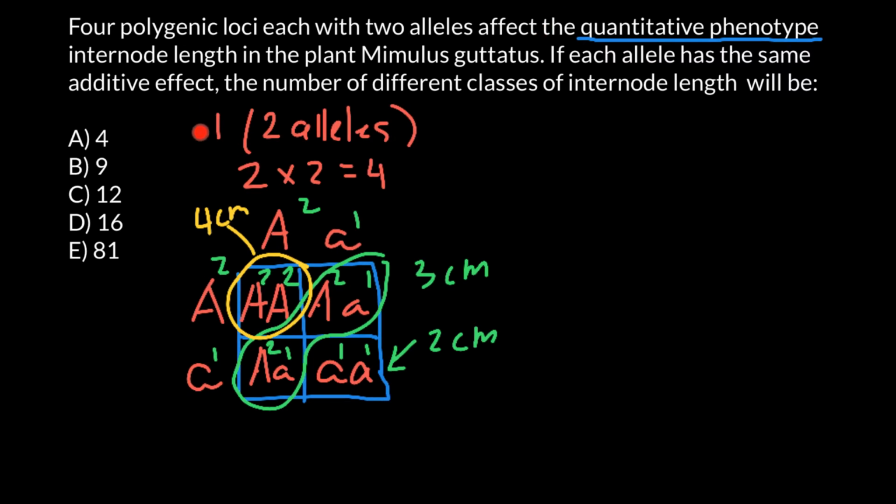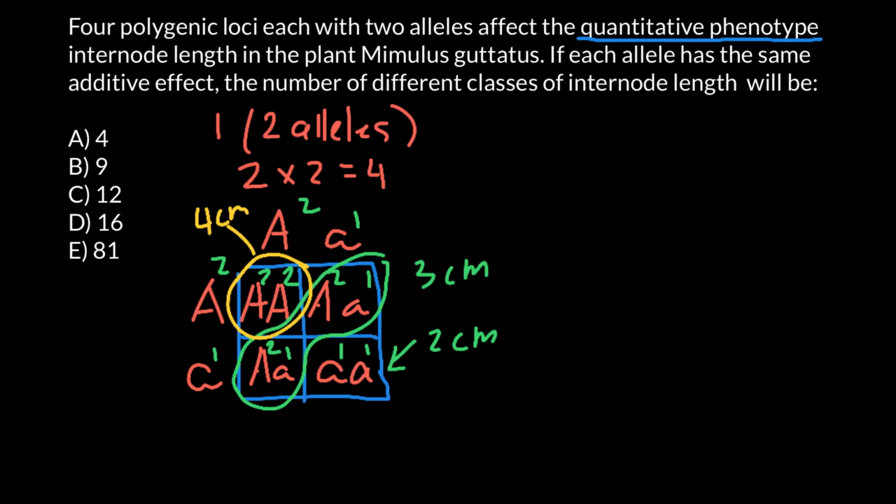One more time, one gene with 2 alleles would give us a Punnett square that is going to be 2 by 2, would have 4 cells, and would give us 3 distinctive genotypes and phenotypes, or we can also say classes. So according to our problem, we have to find the number of different classes of the internode length. So just one gene would give us 3 classes.